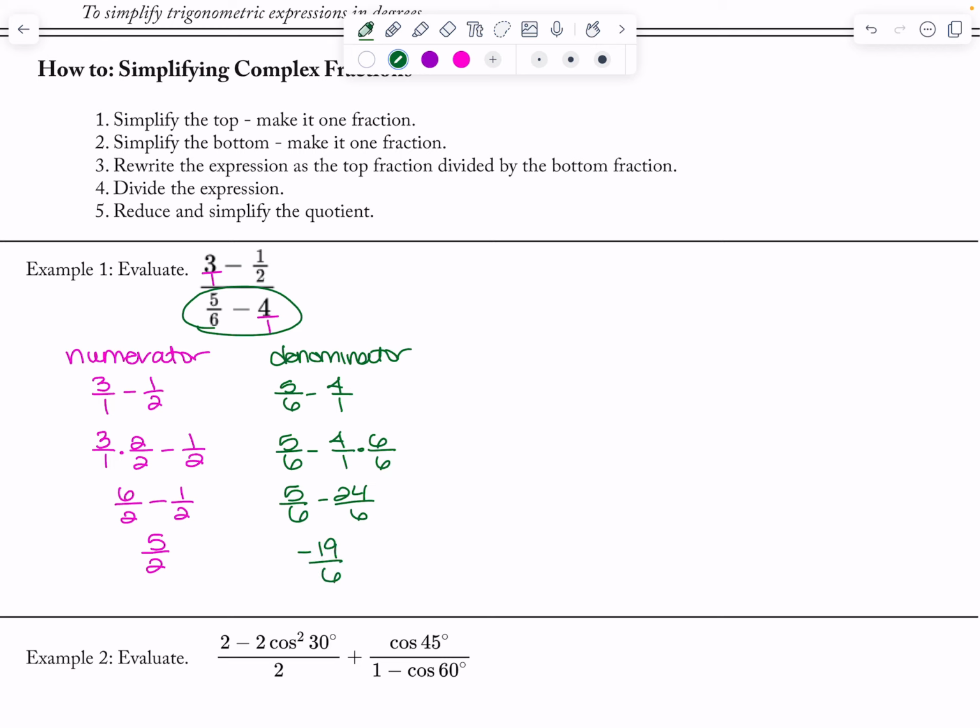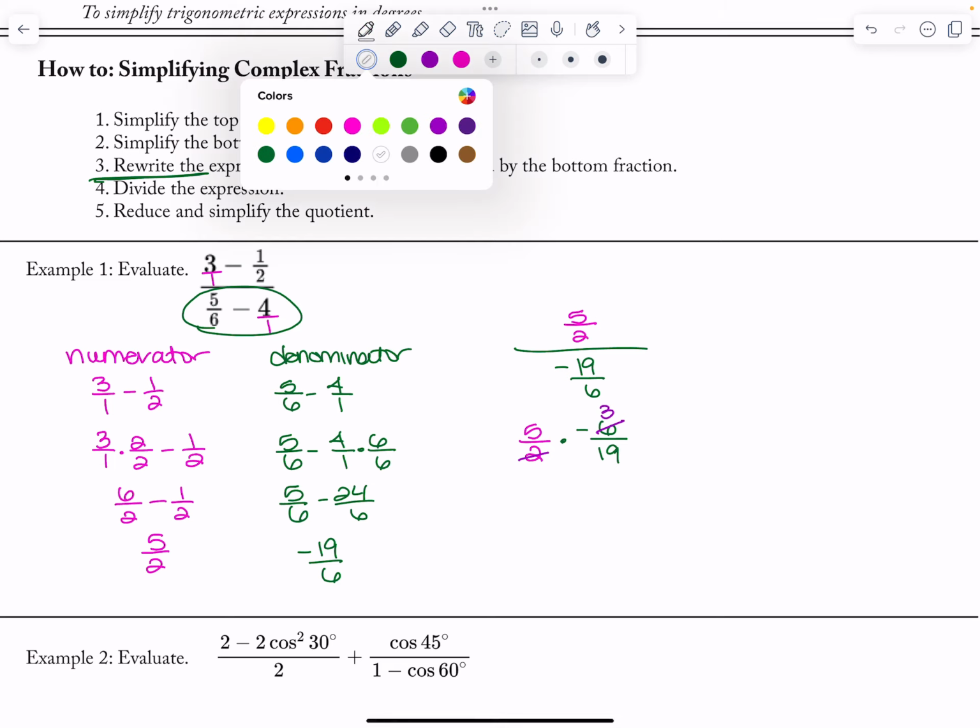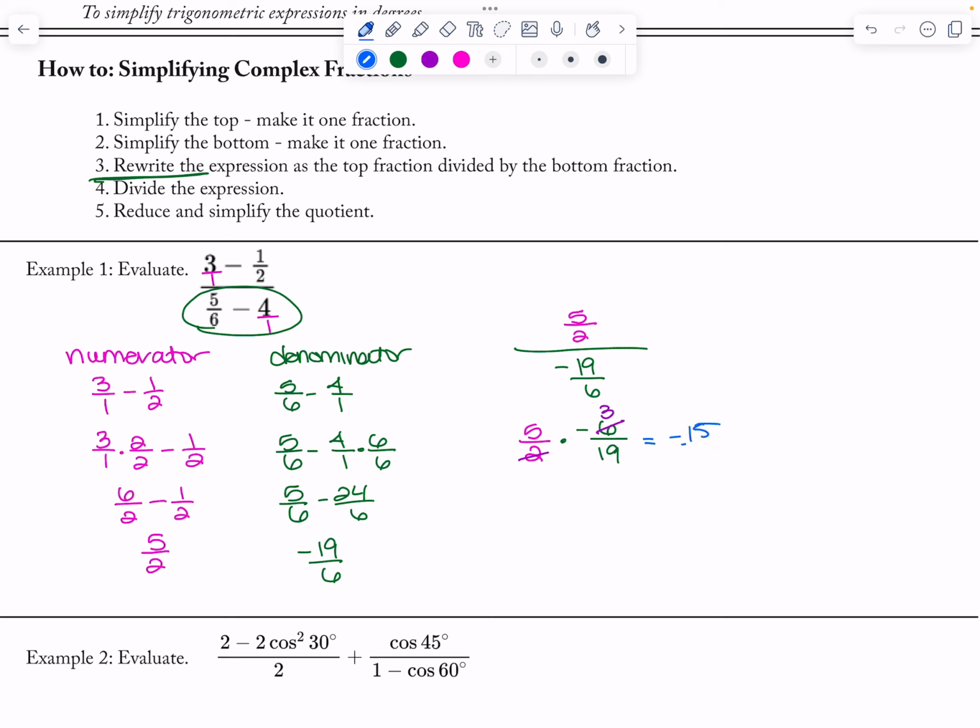Then I'm going to rewrite this with my top and my bottom. So I have my numerator, which is 5/2, and then my denominator, which is negative 19 over 6. I take my denominator and invert and multiply, so that's a negative 6 over 19. And then I can reduce. My 6 and my 2 can reduce to 3. So then I end up with negative 15 over 19. Okay, and that's how I simplify.